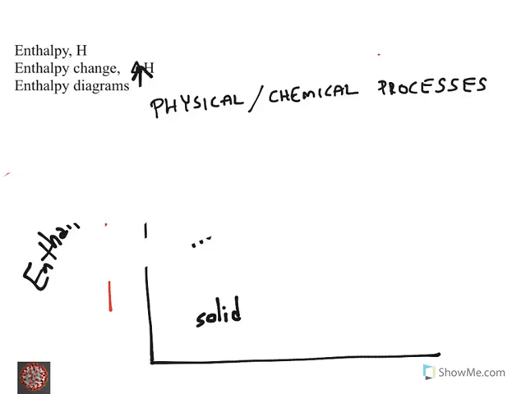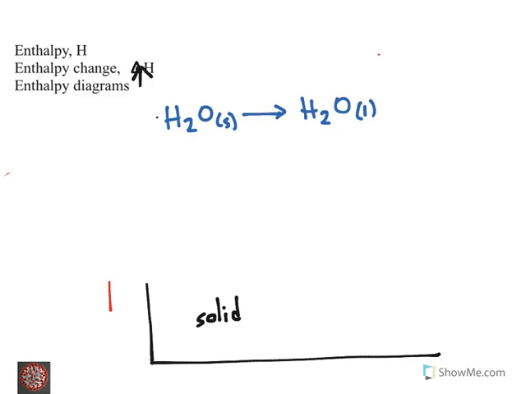All physical and chemical processes involve a change in enthalpy. So let's consider this scenario here. This is a physical change. We have solid water, 1 mole of solid water converting to 1 mole of liquid water. So assume we had 1 mole, right? It's going to involve some kind of heat change in order to turn into liquid. Question is, does it need to gain energy or lose energy?